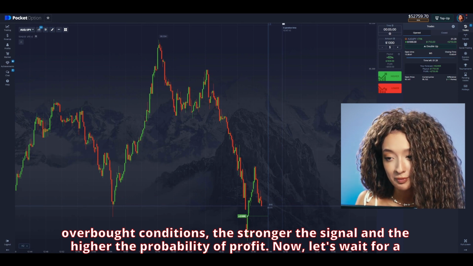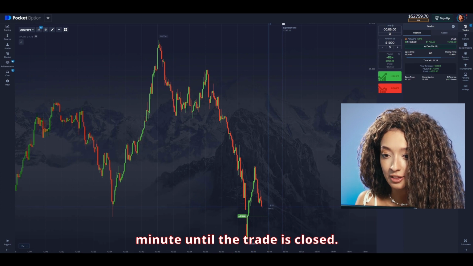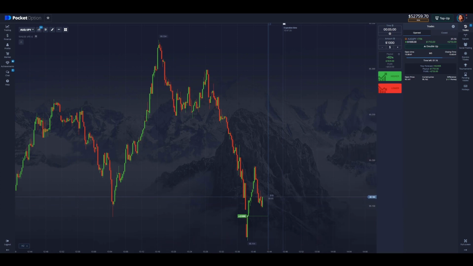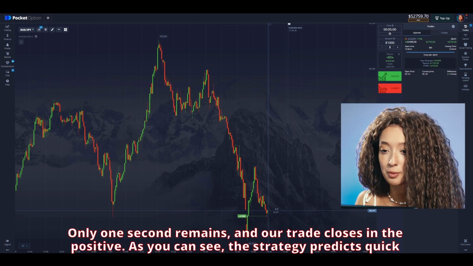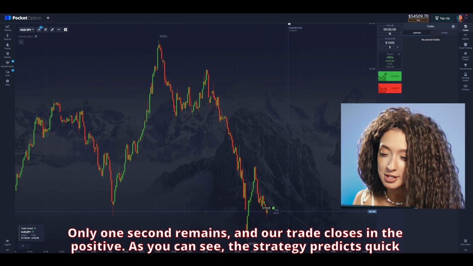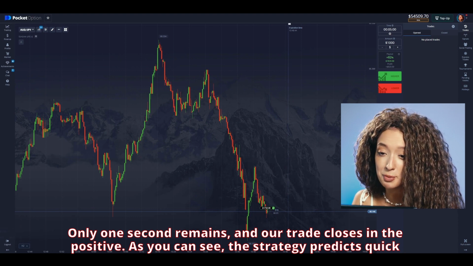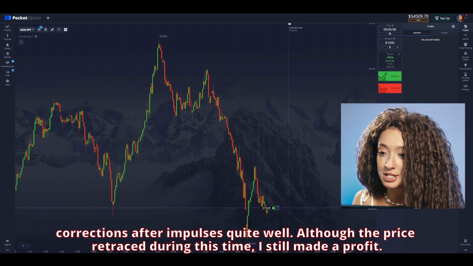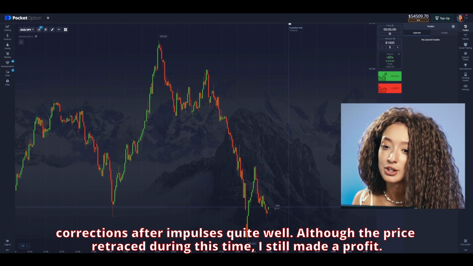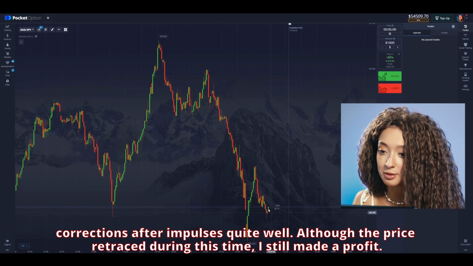And now, let's wait for a minute until the trade is closed. Only 1 second remains and our trade closes in the positive. As you can see, the strategy predicts quick correction after impulses quite well. Although the price retraced during this time, I still made a profit.